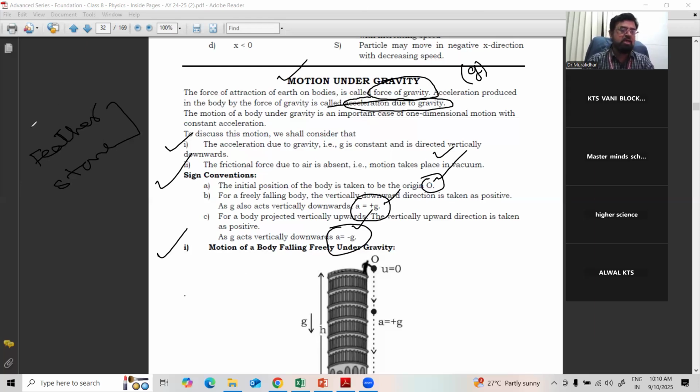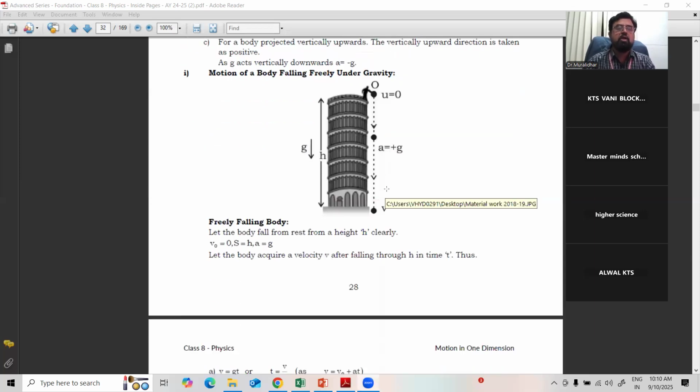You can see the same thing here in the diagram also. That is, motion of a body falling freely under gravity. Whenever a body is dropped from the tower, there is no initial velocity for the body, so u is equal to 0. It is coming downwards towards the gravitational force, so a is equal to plus g. The distance traveled is totally the height only, so we take s is equal to h.